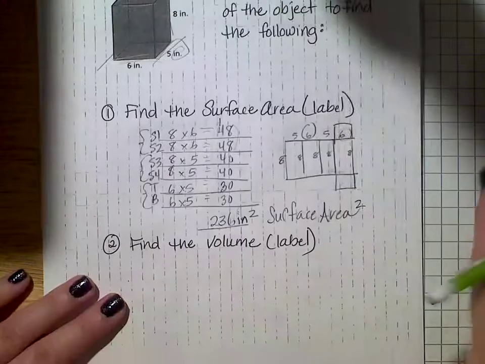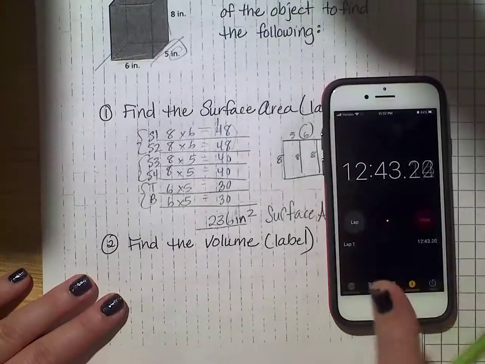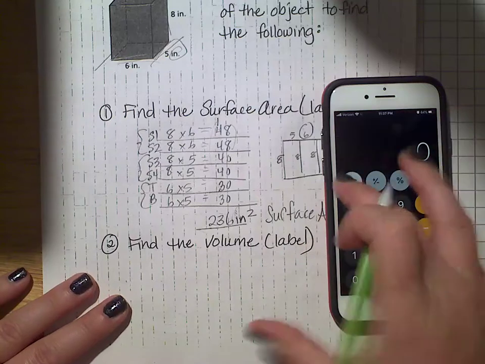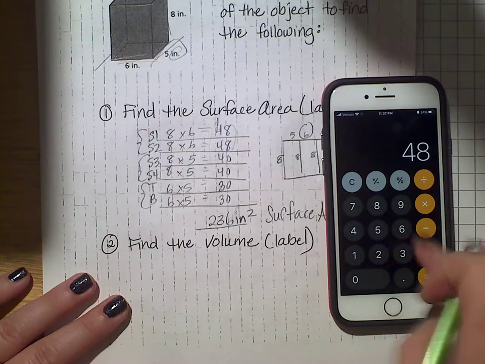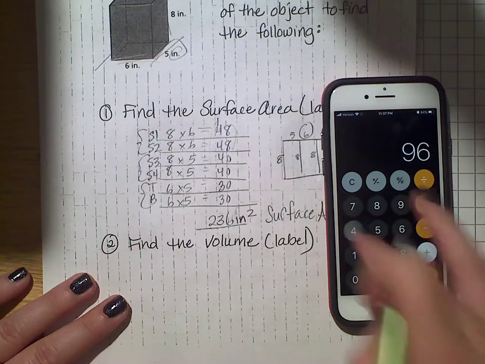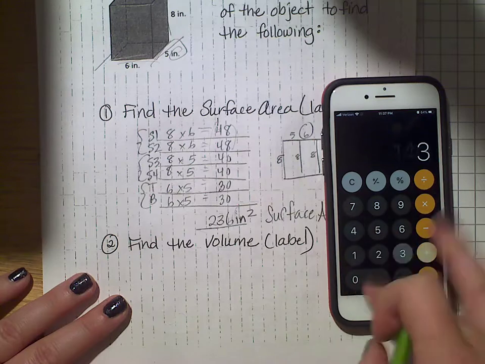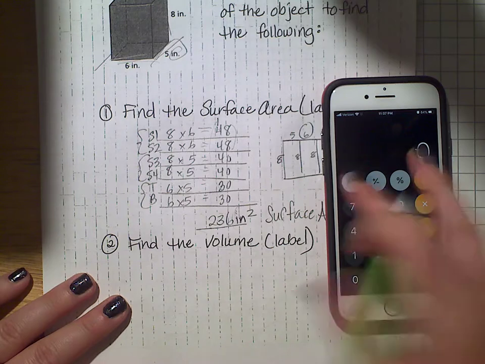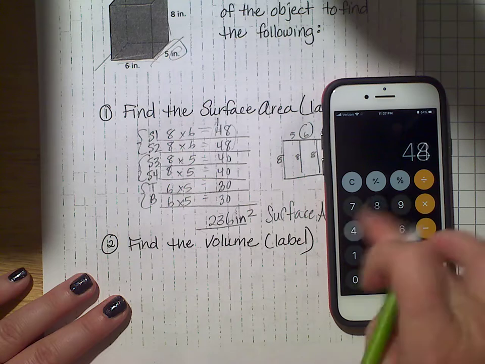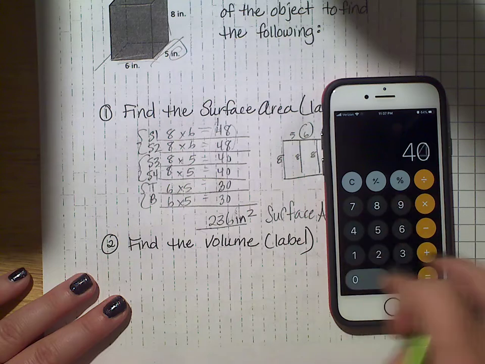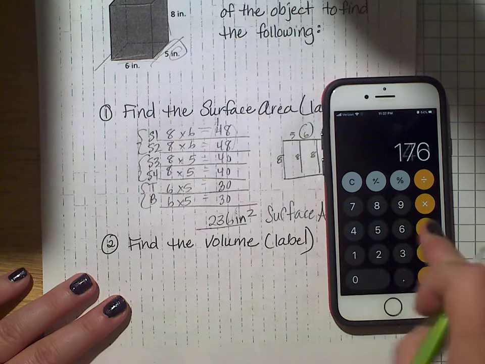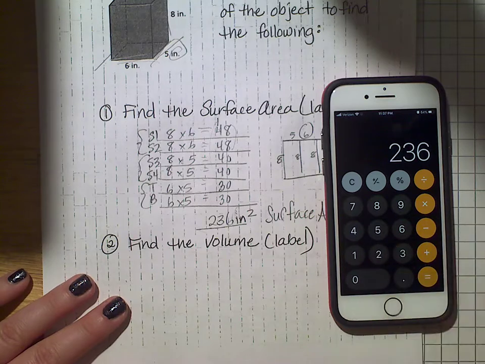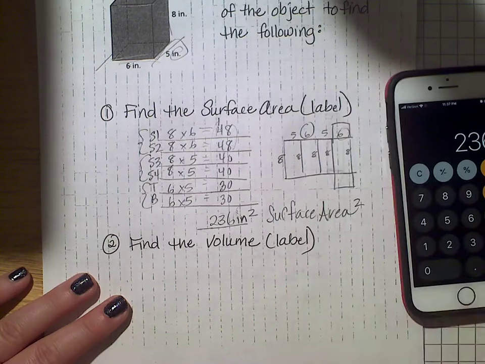I'm going to check my work because I'm careful. So I have 48 plus 48 plus 40 plus 40 plus 30 plus 30. What? 48 plus 48 plus 40 plus 40 plus 30 plus 30 equals 236. Thank God. Okay, I was like, wait a second, I know that's not right.